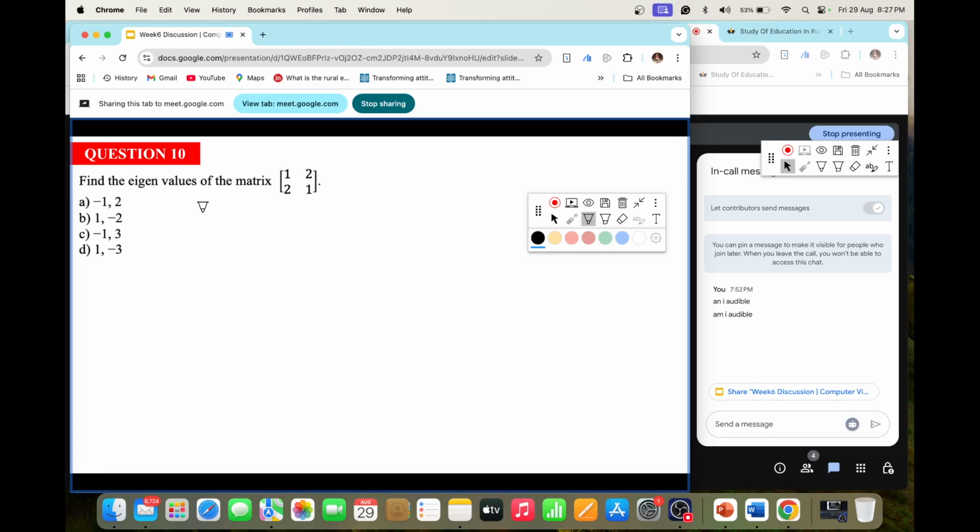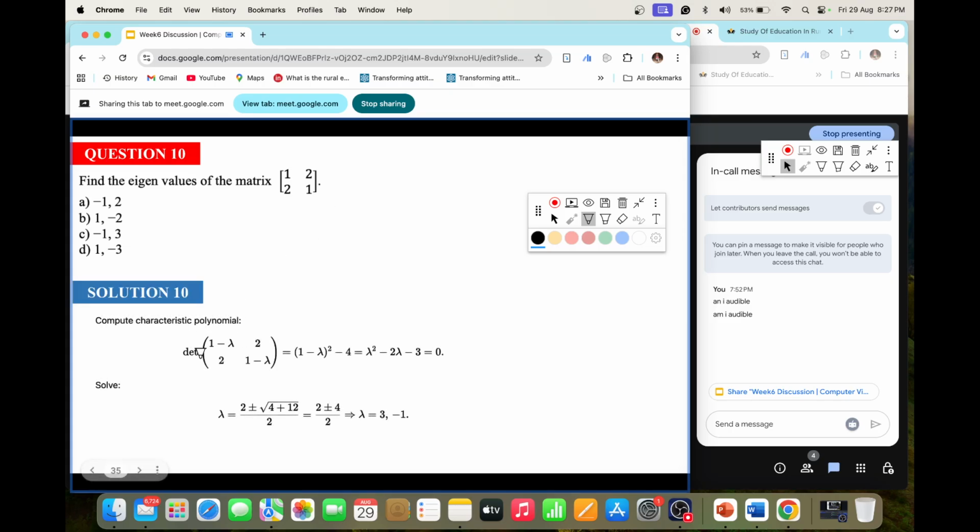And find the eigenvalue of the matrix 1, 2, 2, 1. Again, it is very simple. What we have to do is 1 minus lambda, 1 minus lambda, minus 4. So (lambda minus 1) whole square minus 4 equals 0, and you will get the lambda values. It is nothing but the determinant of A minus lambda I, which will be equal to 0.